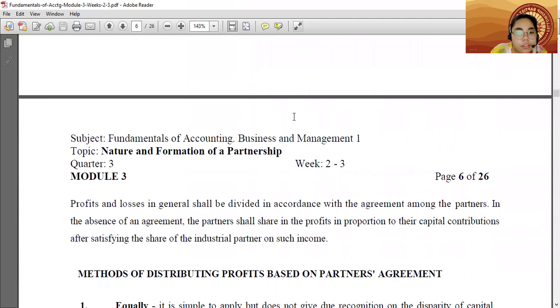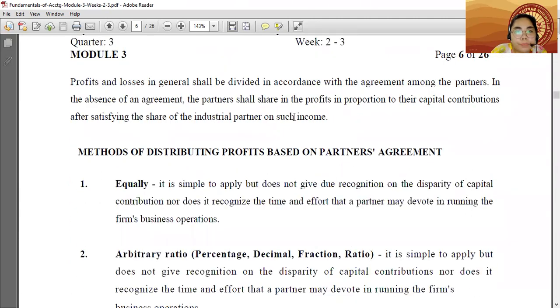Okay, so we have methods of distributing profits based on partners' agreements.